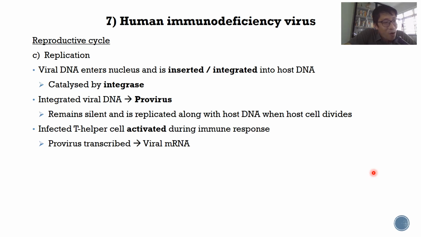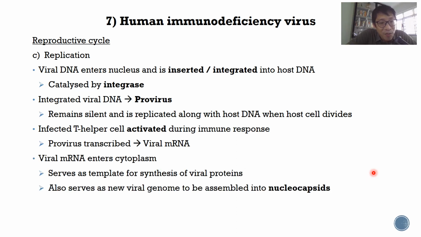Okay, so when the viral DNA, that's the provirus, is transcribed, it forms a viral mRNA, right? So this viral mRNA serves 2 functions, right? It obviously serves as the template for translation of viral proteins, since it's a viral mRNA, but it is also going to be the viral genome for the new viruses that are going to be assembled, because it's an RNA, it's a single-stranded viral RNA, right? So it will become the genome for the new viruses.